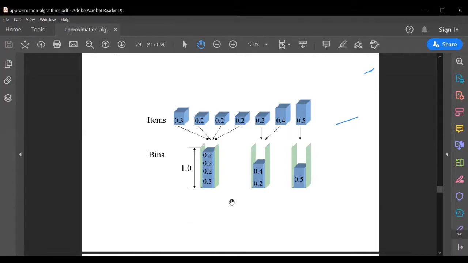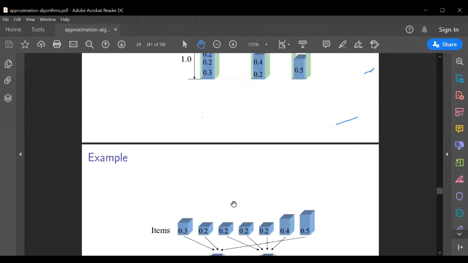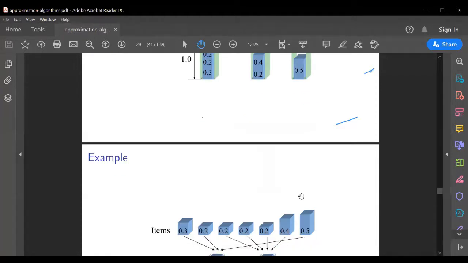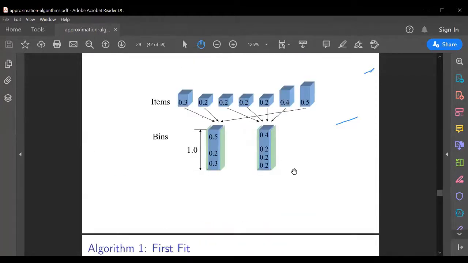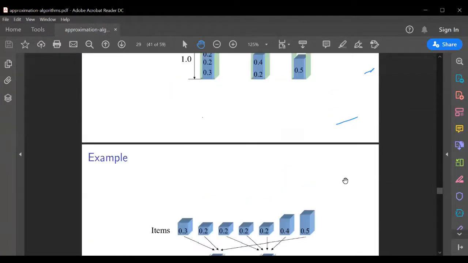Now, another way to look at the same problem: see, 0.5 and all the smaller items have gone to the second bin, and 0.2 and 0.3 have gone here. So with two bins they were able to achieve it. This is a better, optimum solution, but the earlier one is what we had thought of.